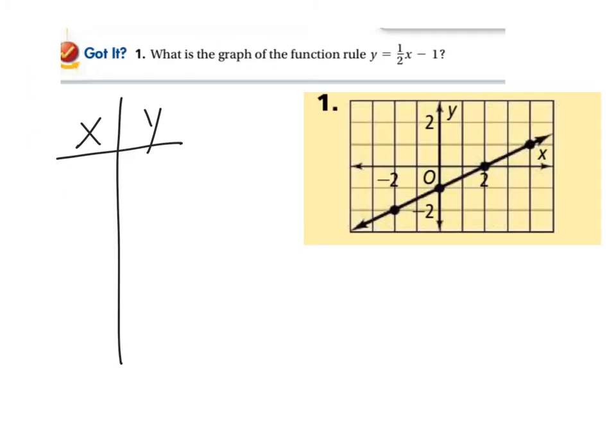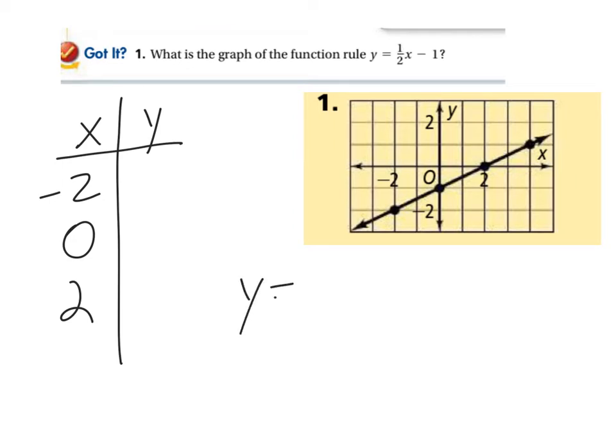Okay, so your got it was what is the graph of the function rule y equals 1/2 x minus 1. And again, you get to pick the inputs. Pick ones that make sense, ones that are easy to work. For instance, you notice here 1/2, right? 1/2 multiplies by 2 very nicely, and gives you some nice numbers to deal with. Don't pick things like 0.3, right? Things that are going to make this a lot tougher. So as we noted, we're going to pick -2, 0, and 2, and this is really just plug and chug.